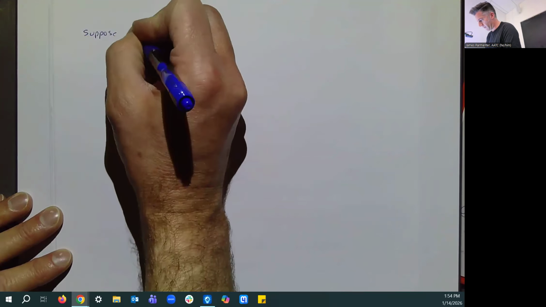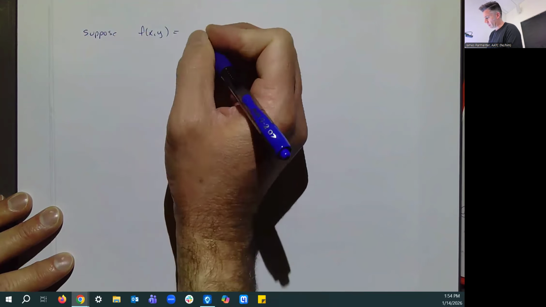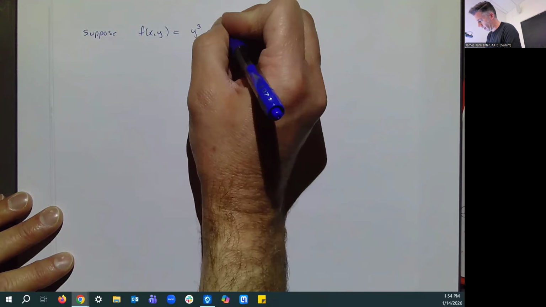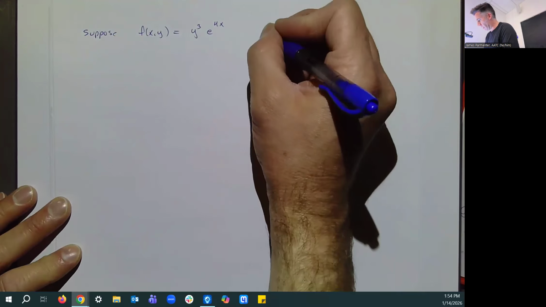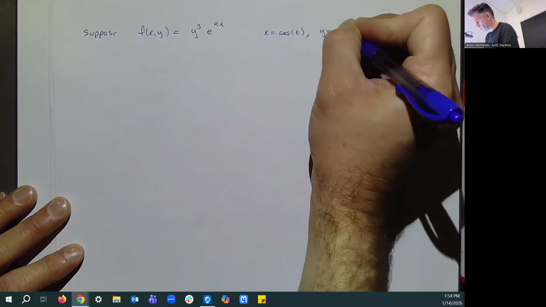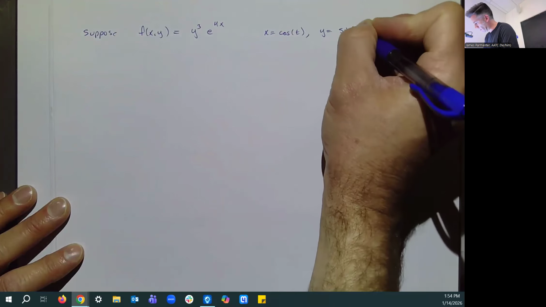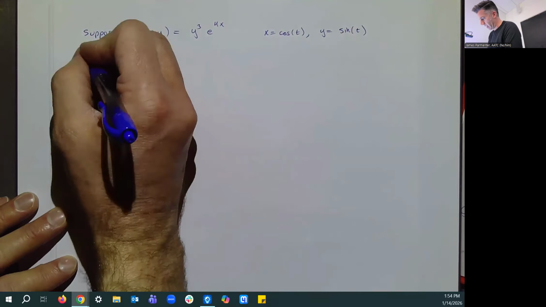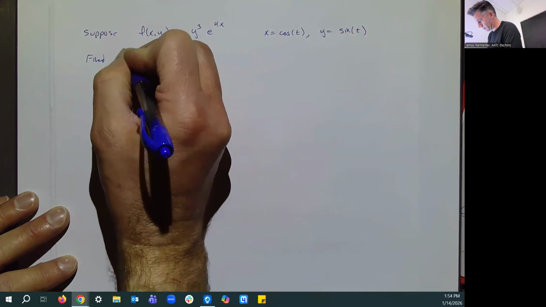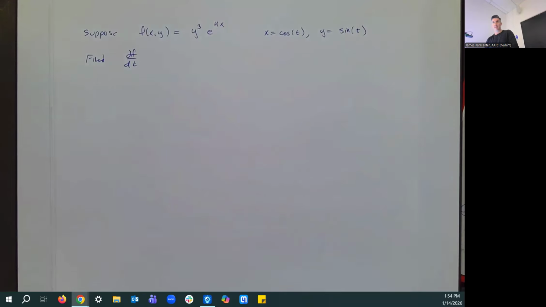Suppose f of x comma y is equal to y cubed times e to the 4x. And we have that x is equal to cosine of t and y is equal to sine of t. I want to find df dt, the derivative of f with respect to t.